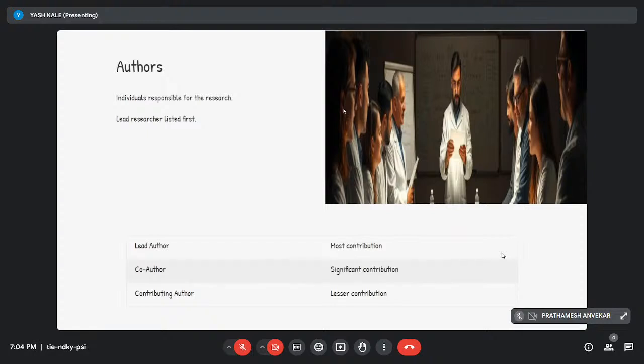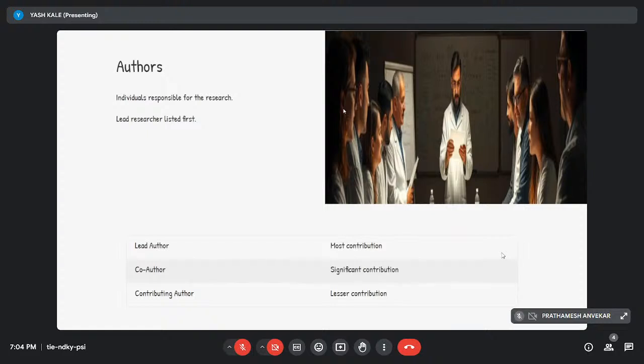So this is what I mentioned in general, and in a college, the first author is usually your EDI guide or your CP guide, followed by the students who are involved in the project.